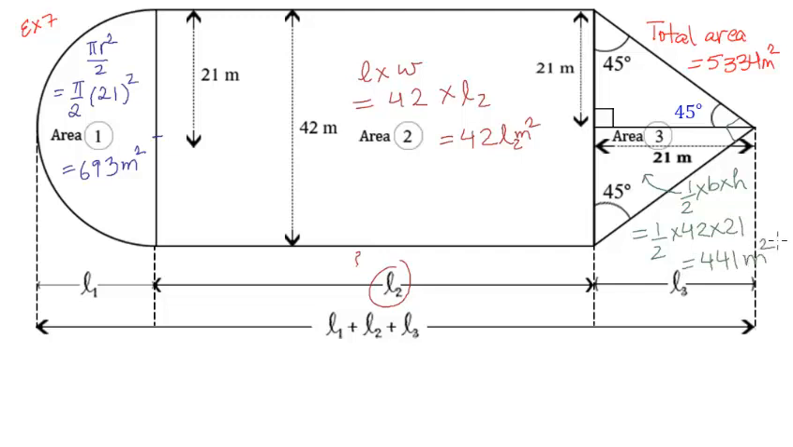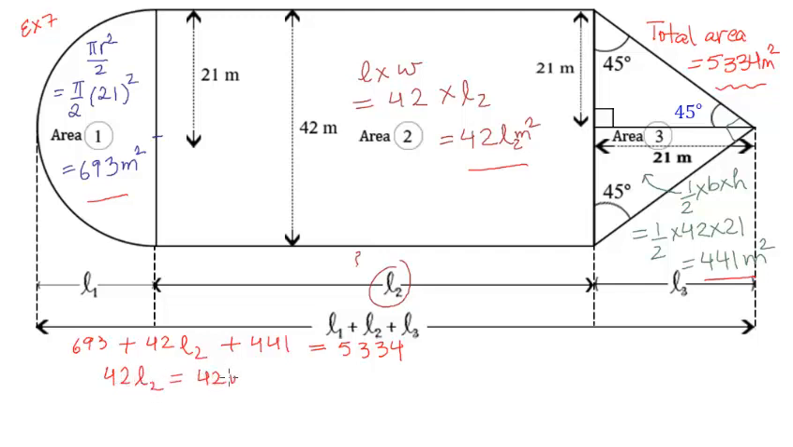Now the total area, that is the sum of the three areas that we just calculated, 693, 42 L2 and 441, is 5,334 meters squared. So if we write it out, it becomes 693 plus 42 L2 plus 441 equals 5,334. And now using the addition principle and the multiplication principle, we are going to find the value of L2. Applying those two principles, we get L2 equals 100 meters.